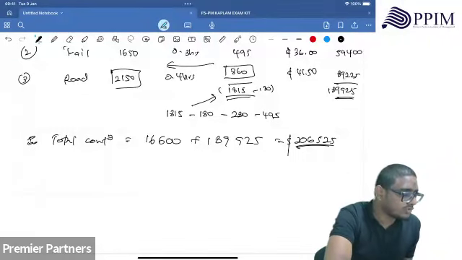Right, now work out part 2. Part 2, calculate the maximum financial penalty B would be prepared to accept if it does not complete Y's order.